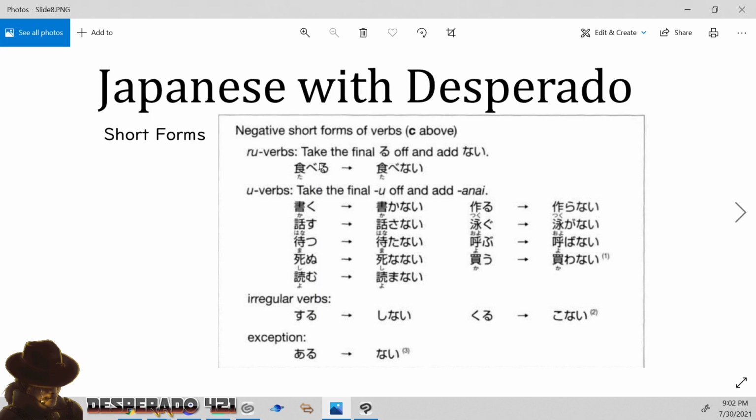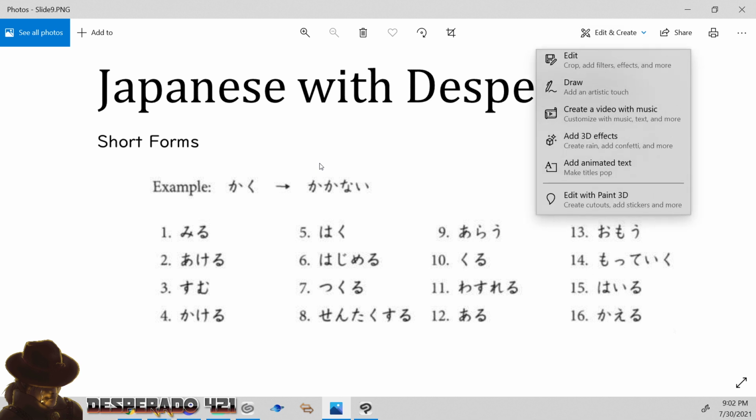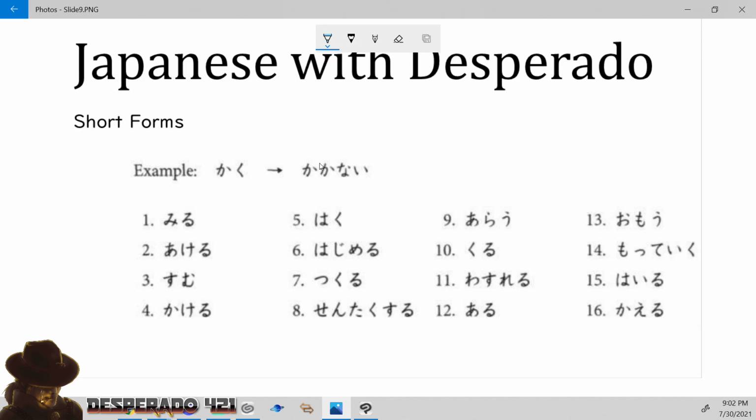All right, so let's work on just a few of these here. We don't have to do all of them, we can just do a few until you guys feel comfortable. Let's try number 5. Lavitz, why don't you give number 5 a go? Haku becomes hakanai. Very good. Ellie, try number 4. Kakeru becomes kakenai. Very good, fantastic.